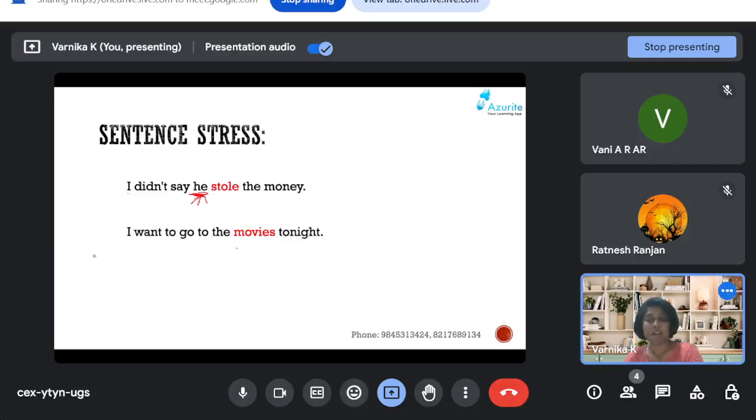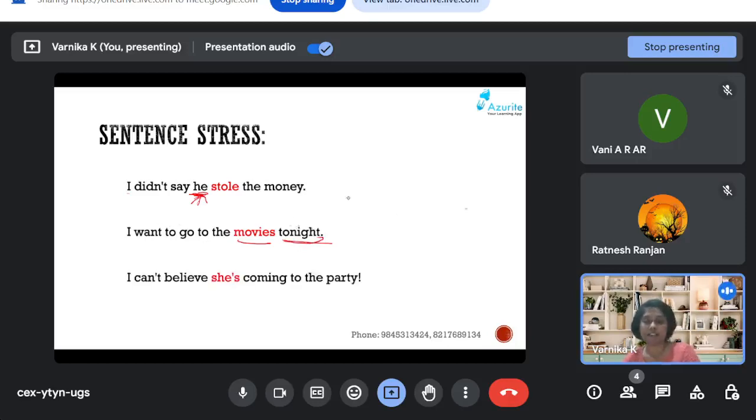Another example, I want to go to the movies tonight. What am I stressing here? Movies. It means movies is where I want to go, not anywhere else. If I change the stress to tonight, what will happen? I want to go to the movies tonight. It means I want to go to the movies tonight and not any other time. Okay? That is the kind of different meaning change I'm talking about. Here, if you stress on movies, the event will change. If you stress on tonight, the timings will change.